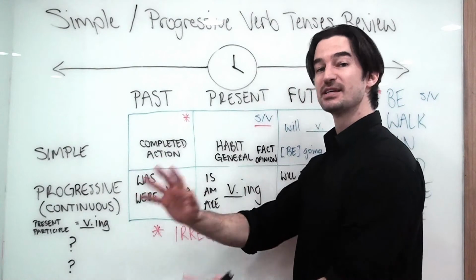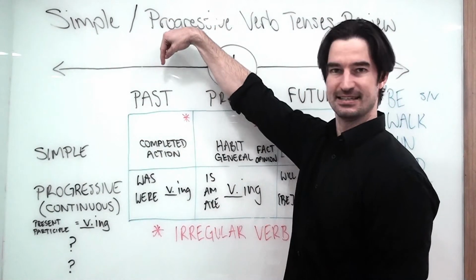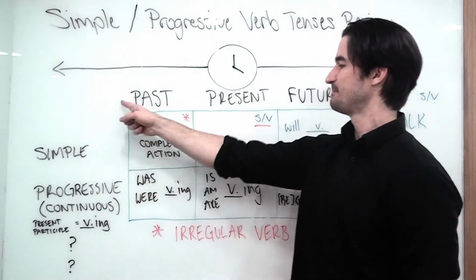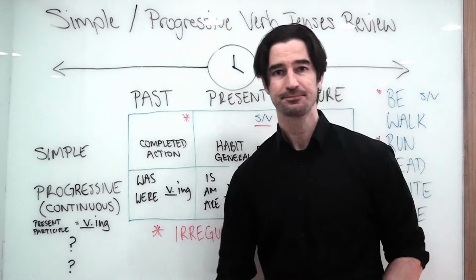Anyway, as you can see, the action started in the past, and then it was ended in the past. And that is the past progressive or past continuous verb tense.